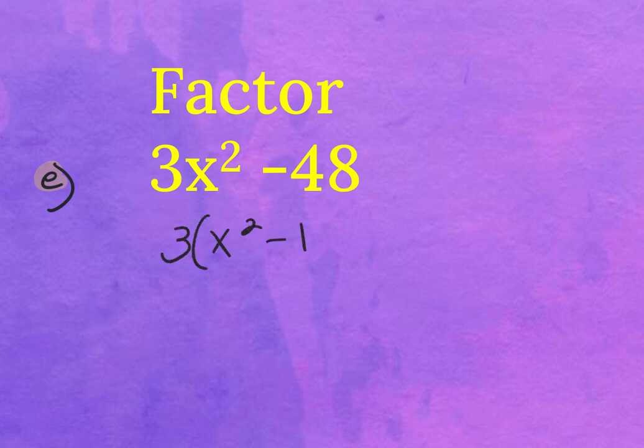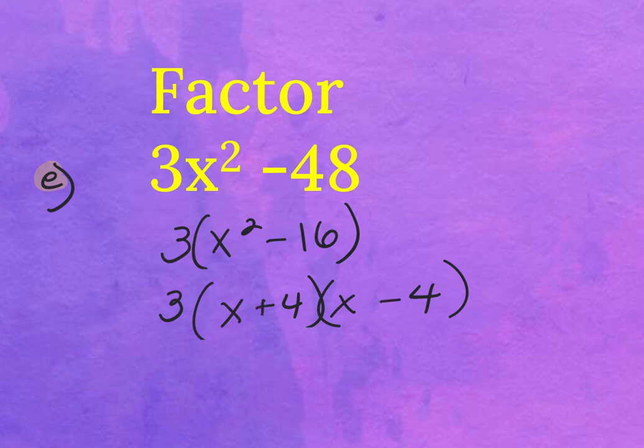X squared minus 16. Perfect square. Difference of 2 squares, right? They're both perfect squares. There's a minus between. So how do I factor that? You just go like 3 parentheses. Good. Square root the first term, square root the second term. One gets a plus and one gets a minus. It's the difference of 2 squares. When they're both perfect squares with a minus between, you square root each. One gets a plus and one gets a minus.